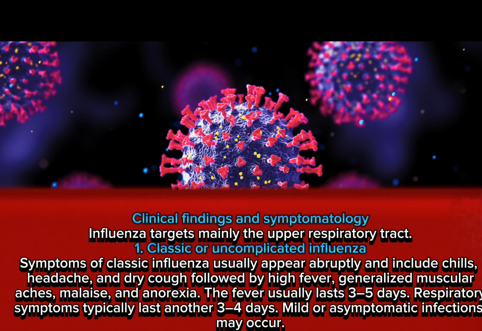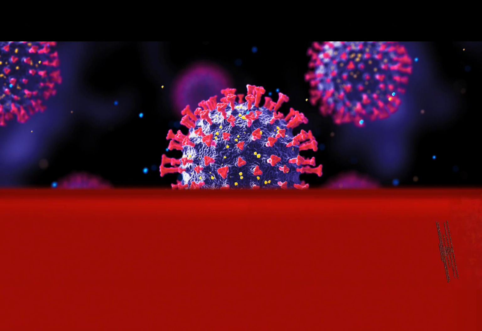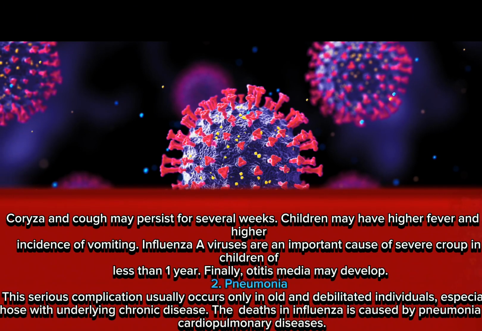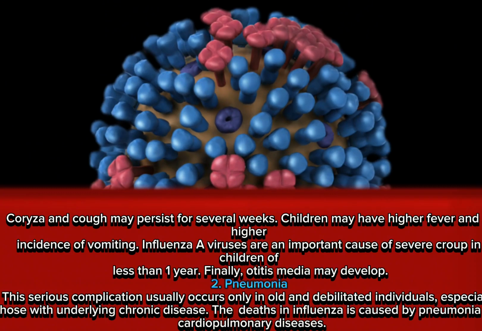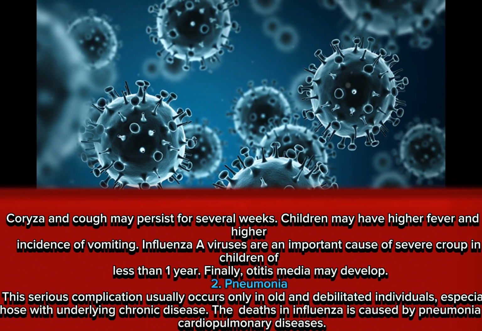Mild or asymptomatic infections may occur. Coryza and cough may persist for several weeks. Children may have high fever and a higher incidence of vomiting. Influenza viruses are an important cause of severe croup in children of less than 1 year. Finally, otitis media may develop.